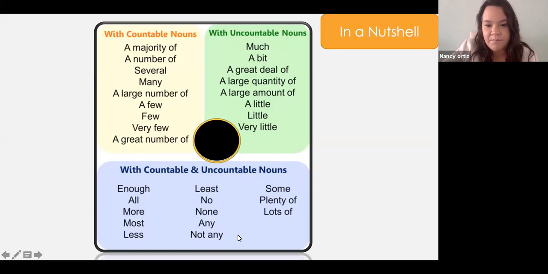And in purple or lavender, you can see expressions that we use with both countable and uncountable nouns, okay? Expressions like enough, all, more, most, less, least, no, none, any, not any, some, plenty of, and lots of. So this is in a nutshell the expressions you can have and how we divide them, whether the noun is countable, uncountable, or you can use them equally for both.